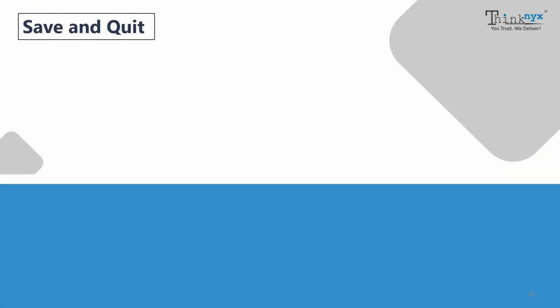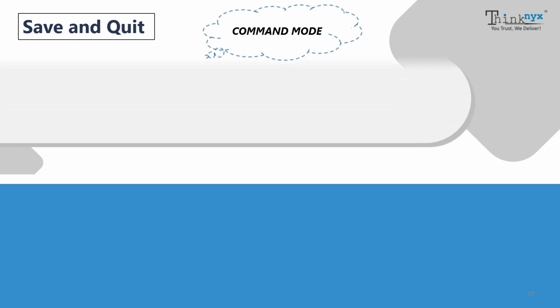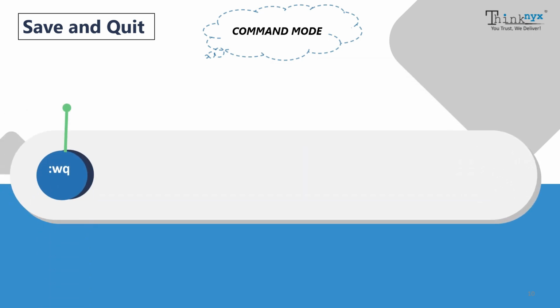Now let's learn how to save and quit the file. We need to be in command mode. These commands are also called the commands of last line mode. There are several commands for it. :wq is used in VI to save and quit.